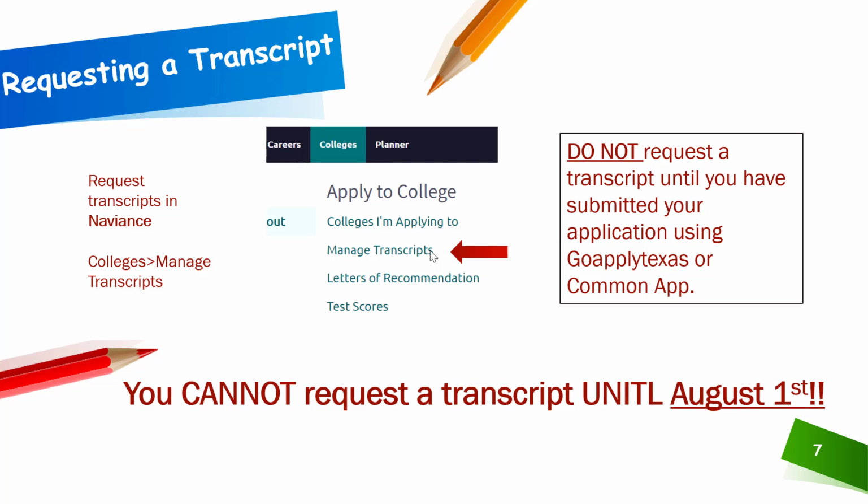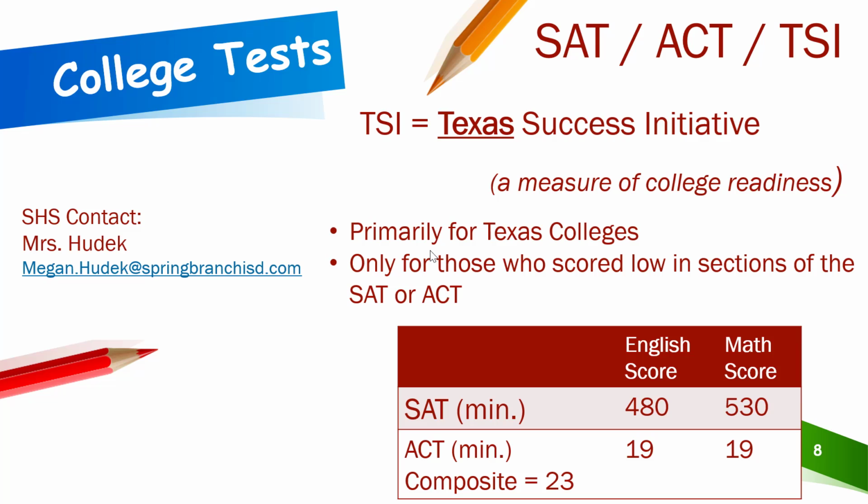Also, you cannot request a transcript until August 1st. Your Go Apply Texas and your Common App will open up July 1st. That gives you a whole month to get your college applications completed, and then in August 1st you can request the transcript. All right, so let's talk about some college tests.